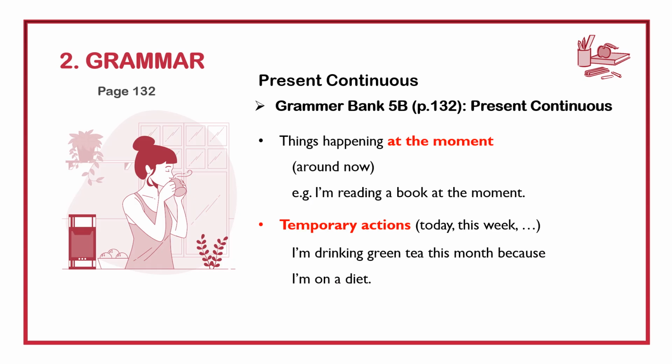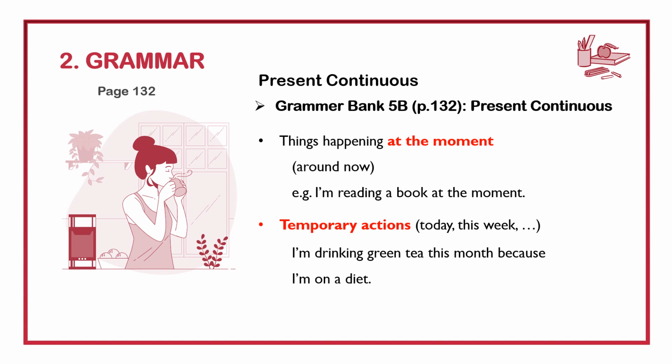When do we use present continuous? The first and very simple case is when something is happening at the moment. For example, I'm talking or I'm teaching English and you are listening to me or you are learning English. This is an action that is happening right now at this moment.